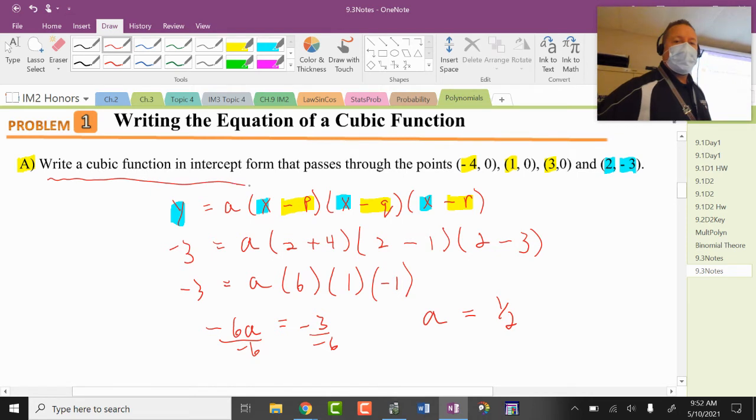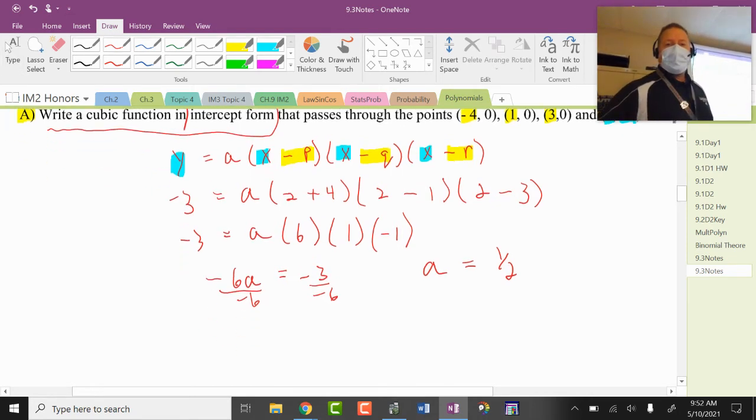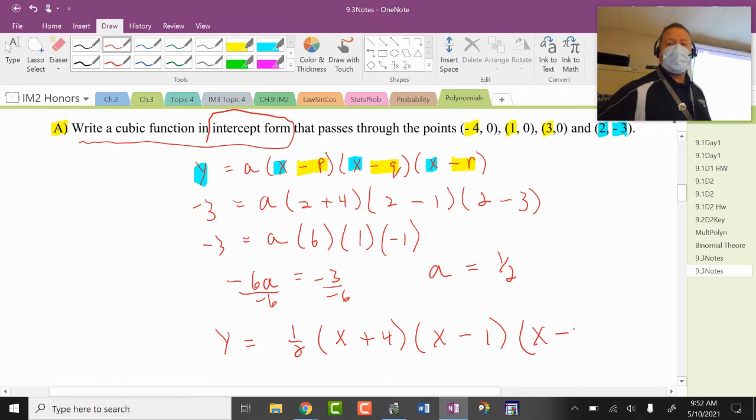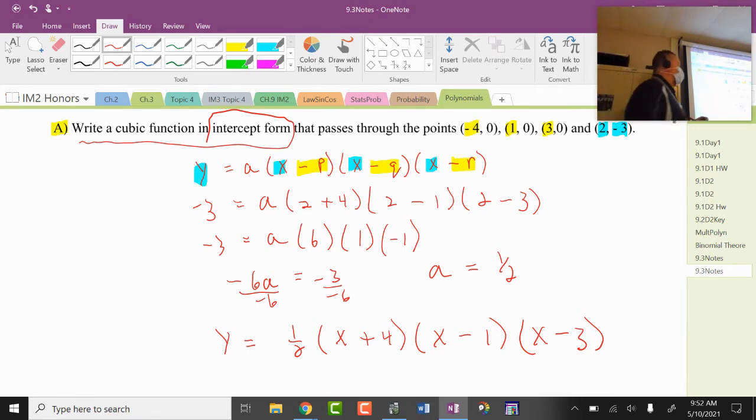Write a cubic function in intercept form. That's a good thing. And I didn't pay attention to that in my first hour or second hour, actually. What that means is I don't have to multiply this out, but I do have to bring back the x minus negative 4, the x minus 1, and the x minus 3, and that is in x-intercept form. I can see from that equation the x-intercepts right off the bat.